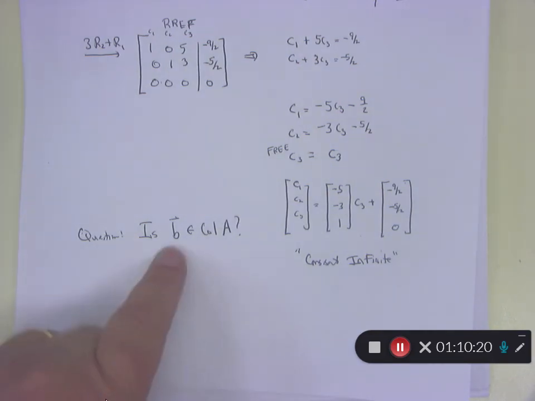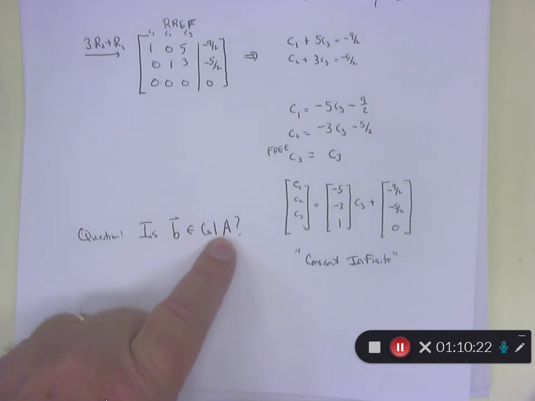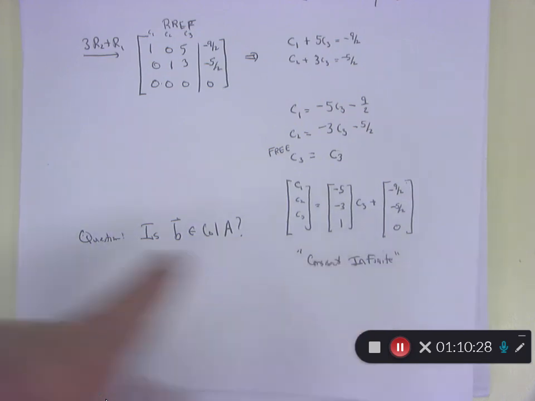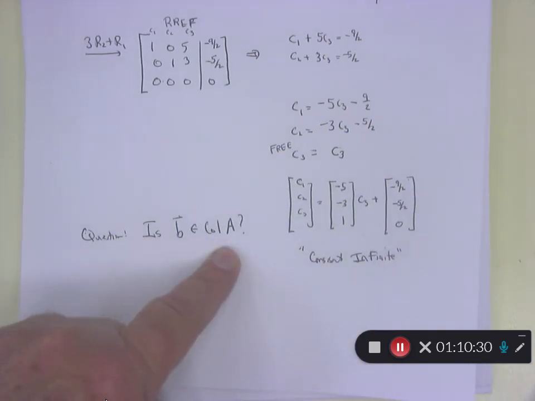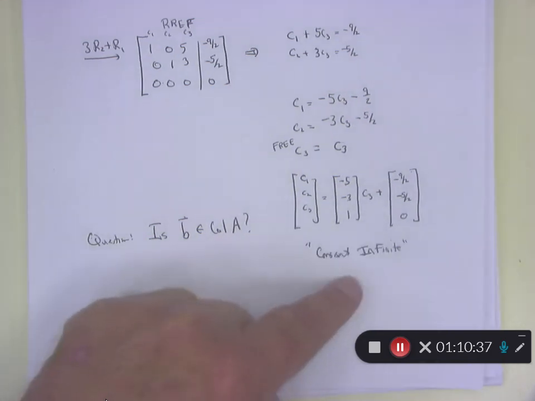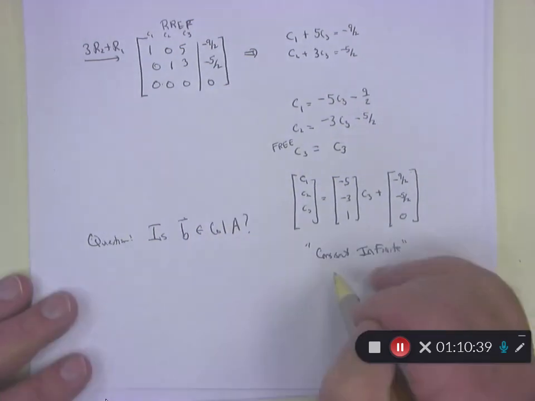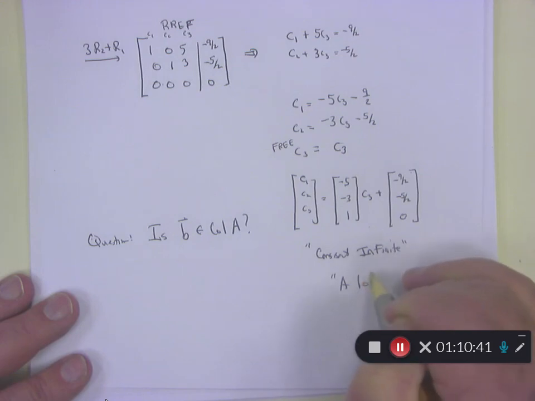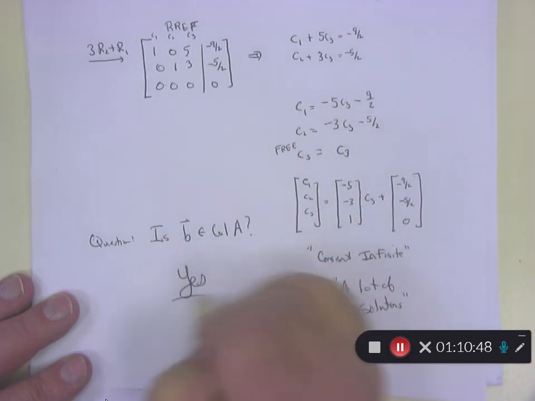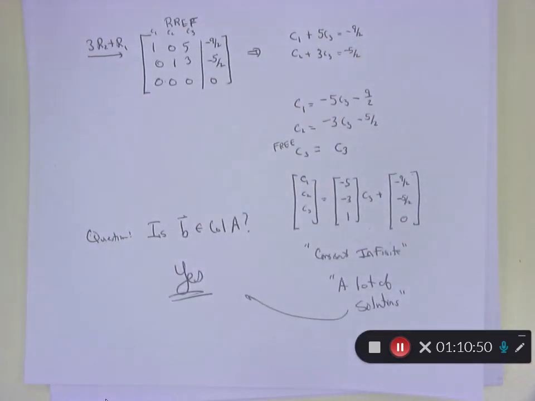So for B to be in the column space of A, there has to be a solution. What are you telling me? How many solutions you got? Infinite number of solutions. So is B an element of the column space of A? There's an infinite number of solutions. All you need is one, but there's a lot of them out there. Since there's a lot of solutions, quote my words, a lot of solutions means yes, it is. It's not unique.